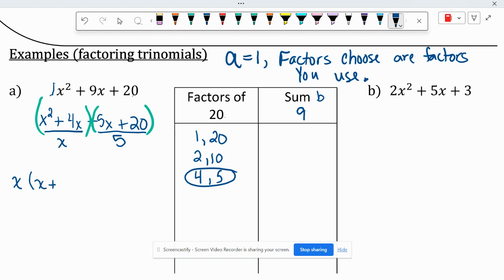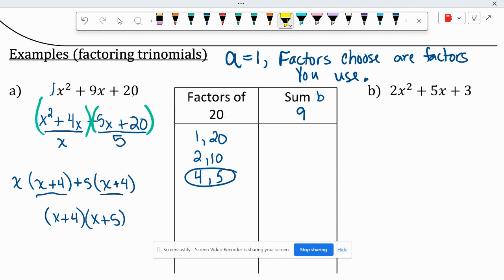4x divided by x is 4. Took out a positive 5. 5x divided by 5 is x. And 20 divided by 5 is 4. Here's your repeated term. That comes first. And what you have left over is your second term, x plus 5.